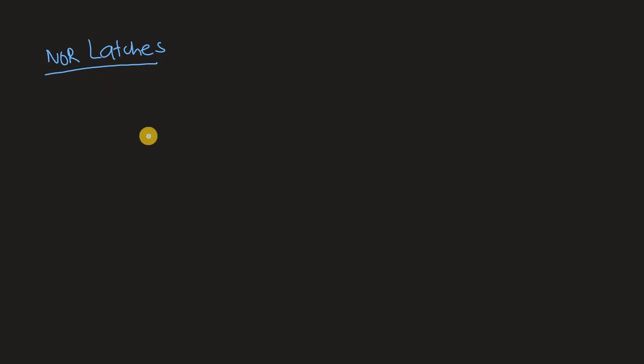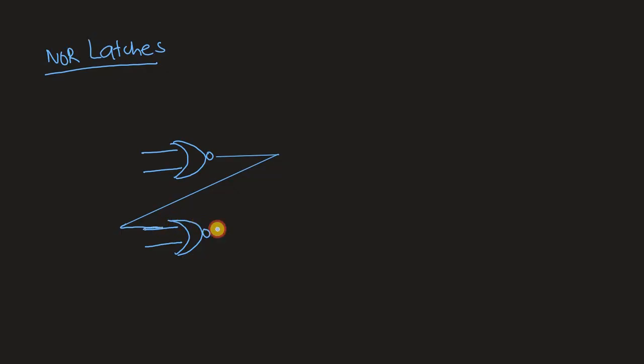For the NOR latch, you have two inputs and a NOR gate, of course, because it's a NOR latch. Then you have an output from this one, and another NOR gate. The output of this one is connected to the input of the first one, and the output of the first one is connected to the input of the second one. That's basically what a latch is.